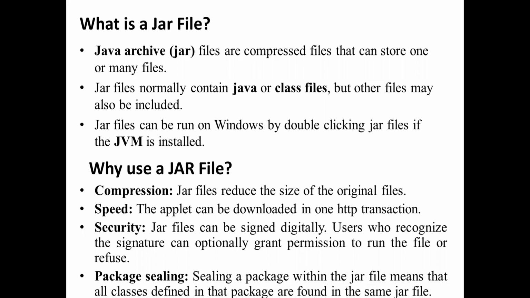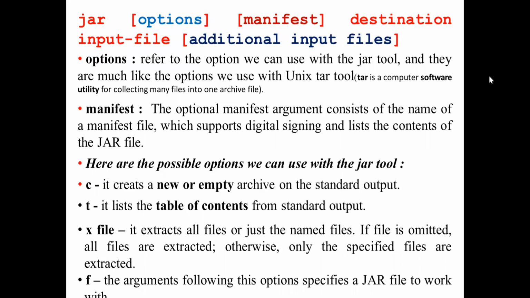So these are the important points to remember. We have to use the jar file. This is the syntax: jar, option, manifest, destination, and then the input file. If you want more input files, we can add additional input files separated by a comma. We can see there are two square brackets: one is an option and another is the manifest.